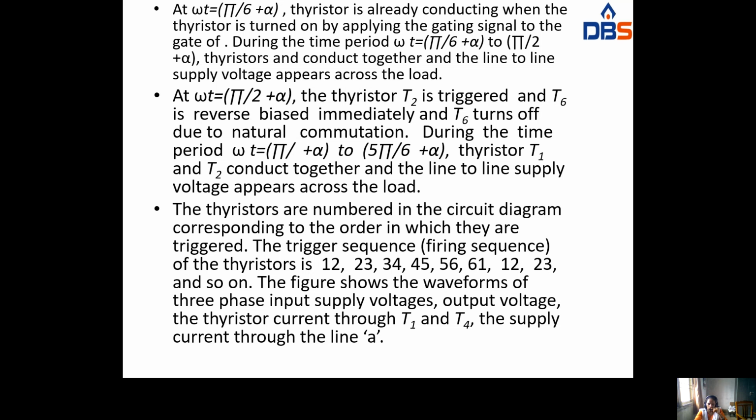Thyristors are numbered in the circuit diagram corresponding to the order in which they are triggered. So the triggering sequence of the thyristors will be 1, 2, then 2, 3, then 3, 4, 4, 5, 5, 6, 6, 1, and again the sequence is repeated 1, 2, 2, 3. The figure shows the waveforms of the three-phase input supply voltage, the output voltage, the thyristor current through T1 and T4, and the supply current through line A.